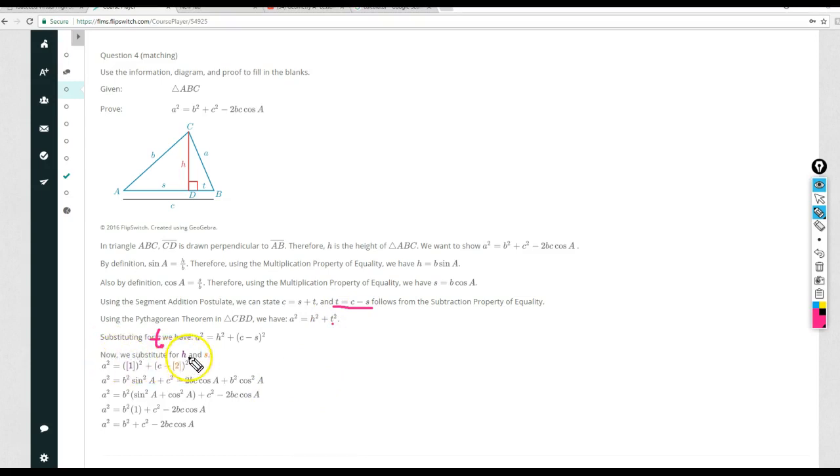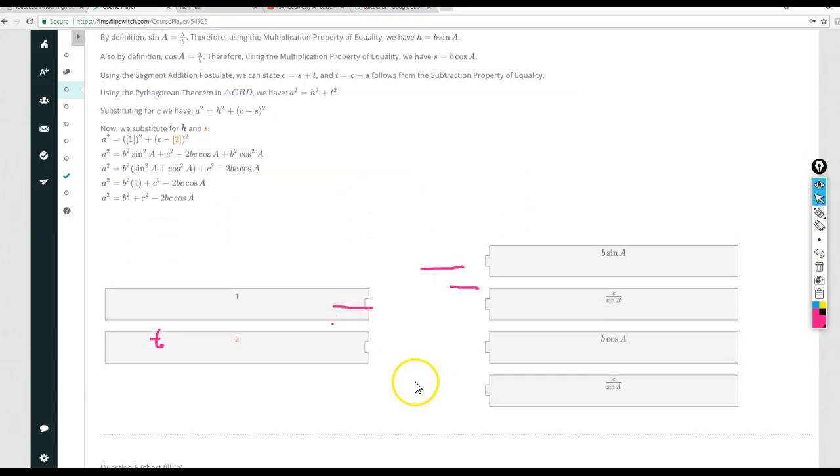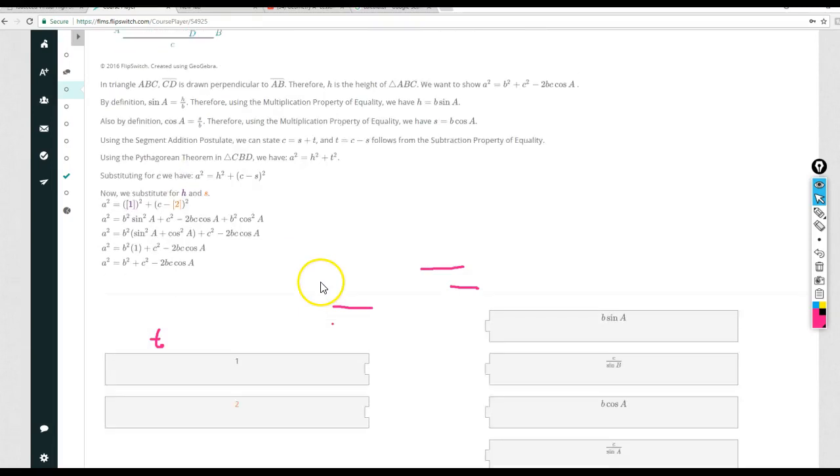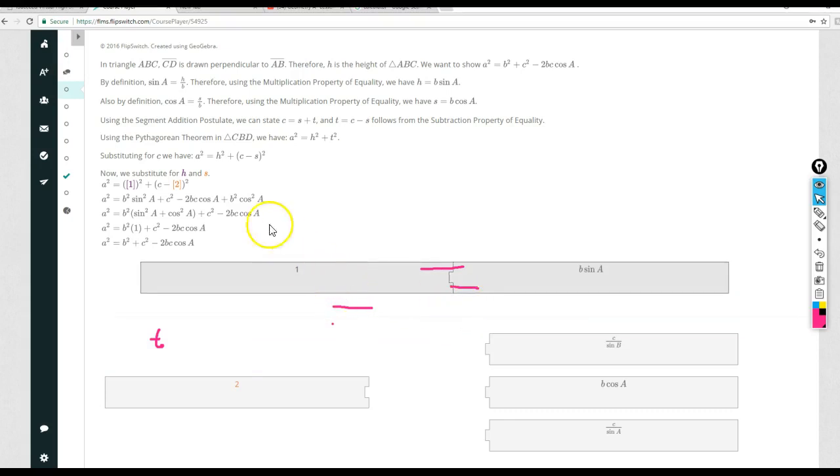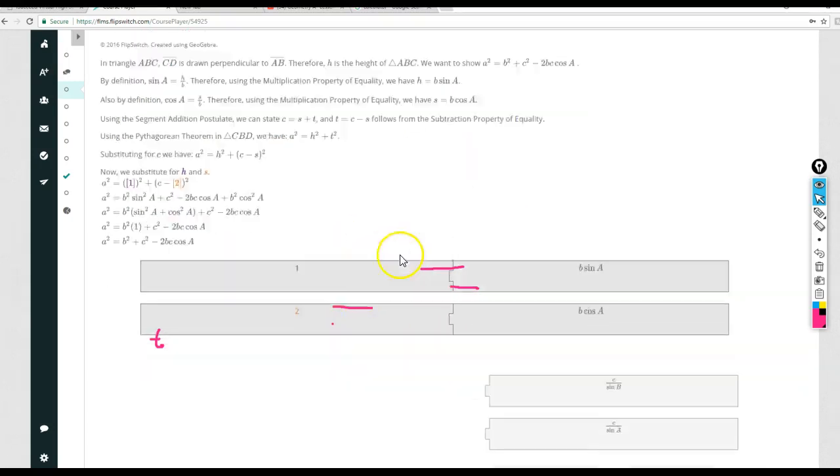Now we substitute for h and s. So h had been found to be b sine of A, and s had been found to be b cosine of A. So there are our blanks for 1. 1 is going to be b sine of A, since that was what h was equal to. And s was equal to b cosine of A. So there are our blanks.